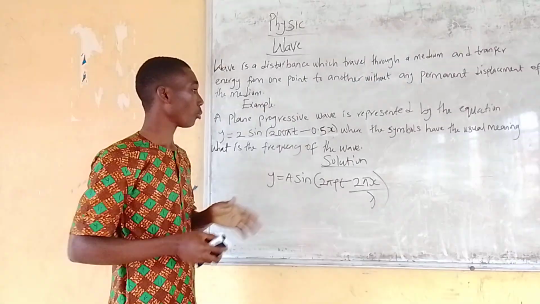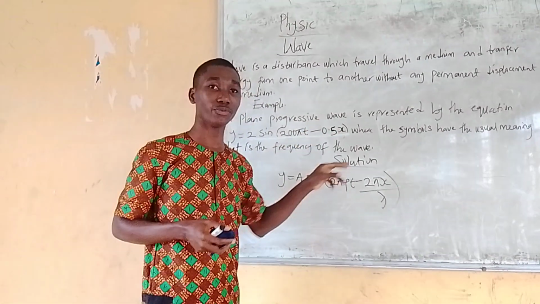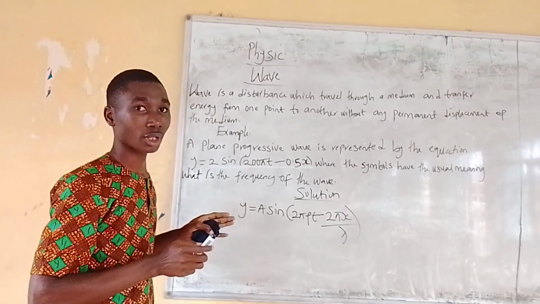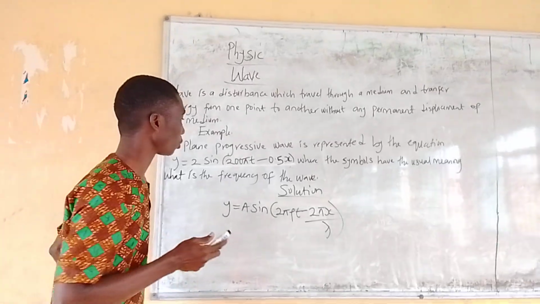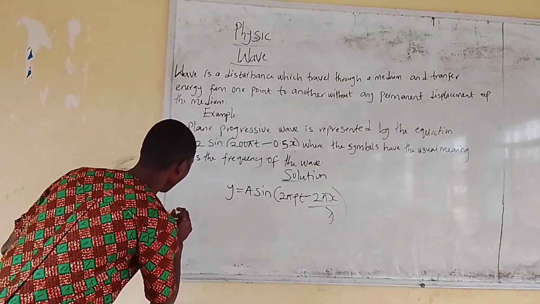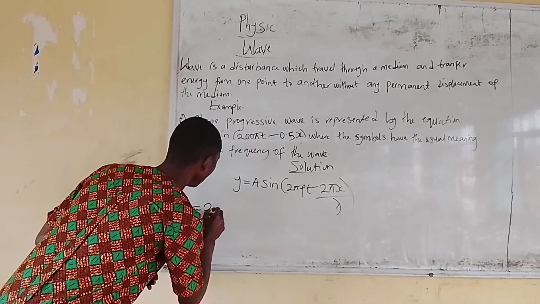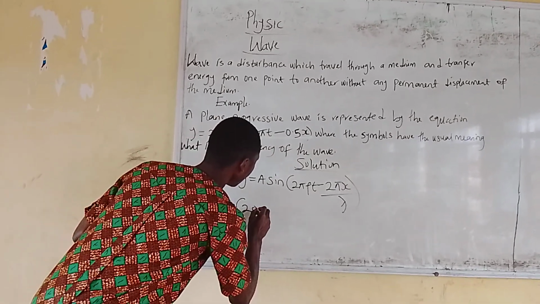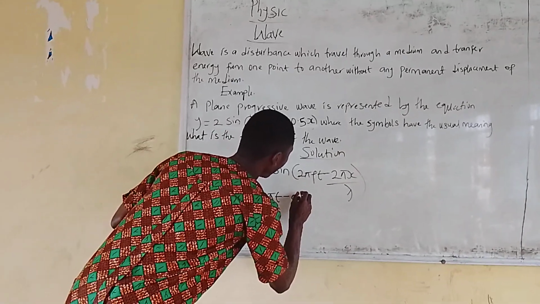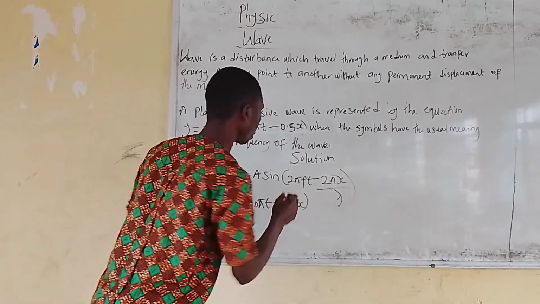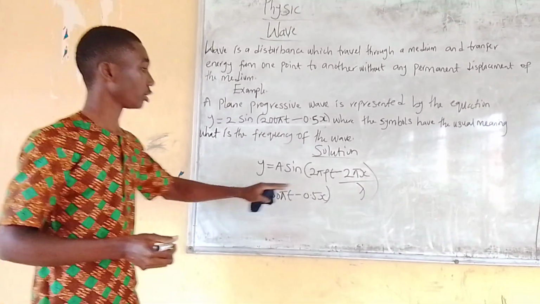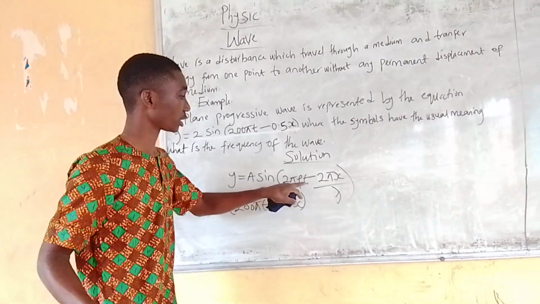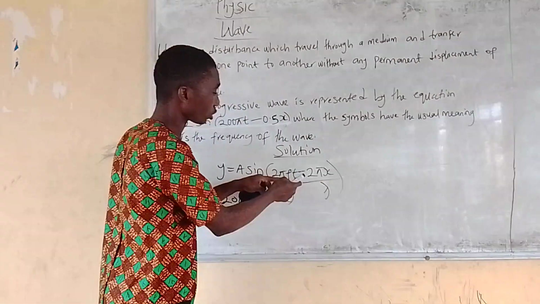But the question here says find the frequency. So to find the frequency, you have to compare these formulas together. Bring down this formula: y equals 2 sine (200 pi t minus 0.5x). So we now have this equation formula. This is the wave formula. Remember, we are looking for frequency.